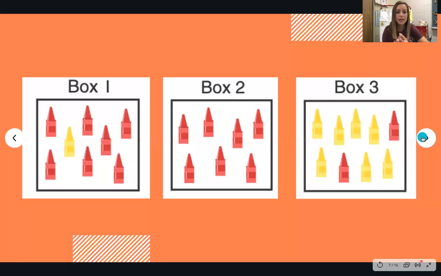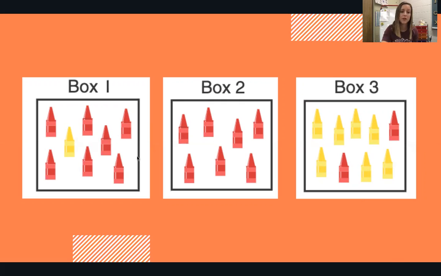So to get started, I want to show you these 3 boxes. As you can see in the boxes, there are crayons in every box. Some are red, some are yellow, and some boxes have both. First, let's talk about the word many. Can you say that word with me? Ready? Many. Let's look for the boxes that have many red crayons. Many means a lot or several.